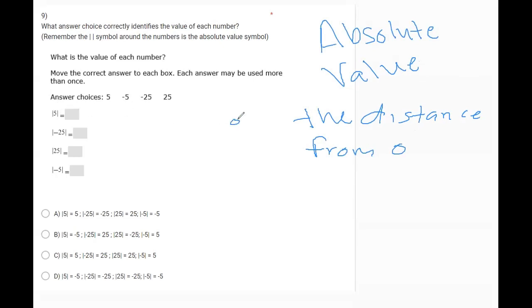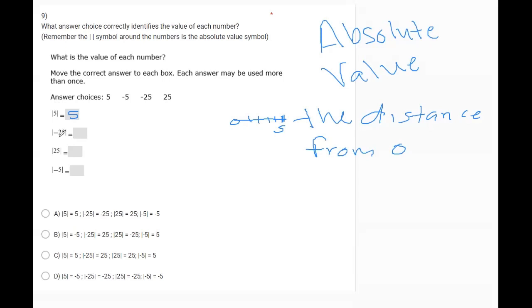So when we look at the absolute value of five, we're going to say that if zero is right here, five is five spaces away. So it's 1, 2, 3, 4, 5, right? One, two, three, four, and then five right here. So we're going to say the absolute value is five.